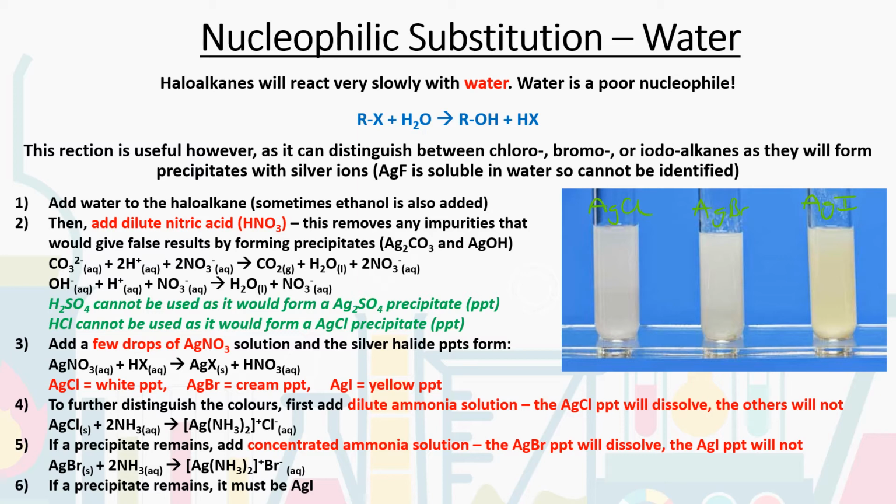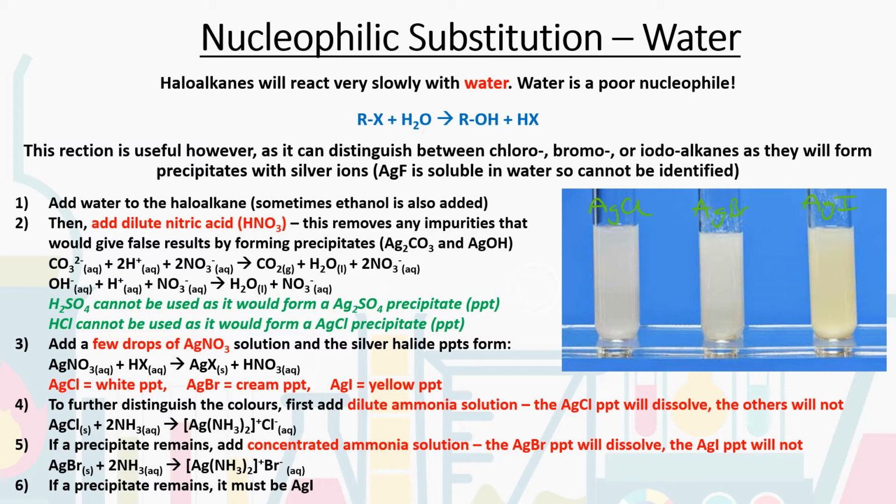So once we've done that, we're going to add a few drops of our silver nitrate, AgNO3, and the silver halide precipitates form. The key reaction is that the silver nitrate, AgNO3, reacts with the HX that we formed from doing our nucleophilic substitution with water. This produces our silver halide, AgX, that's our precipitate, that's solid, and then we have reforming nitric acid. The first key thing is that these silver halide precipitates are actually different colours. Silver chloride is a white precipitate, silver bromide a cream precipitate, and silver iodide a yellow precipitate.